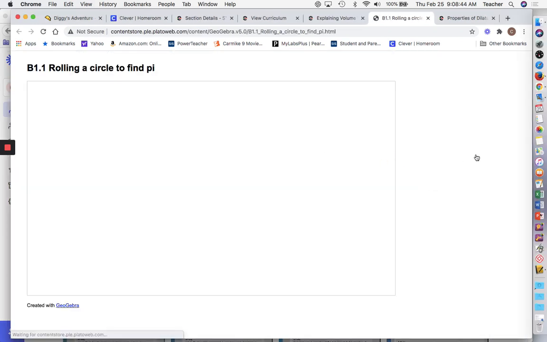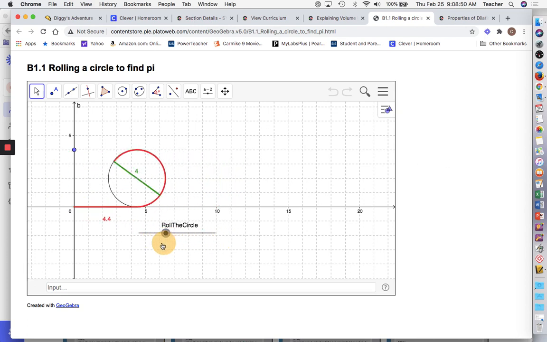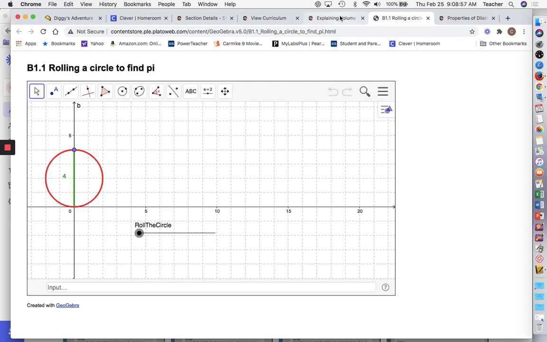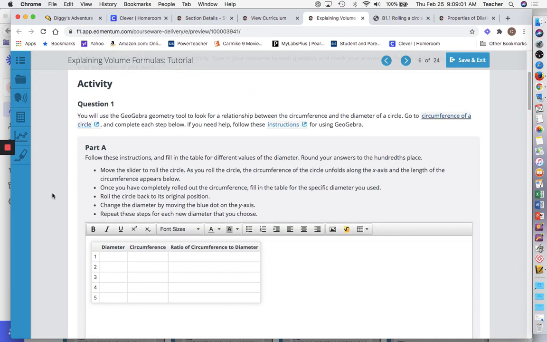All right, so I'm going to open up my GeoGebra. Huh, interesting. What's that do? Oh, cool. Look at that. Oh, and it gives me the circumference as it goes for the diameter. Nice.